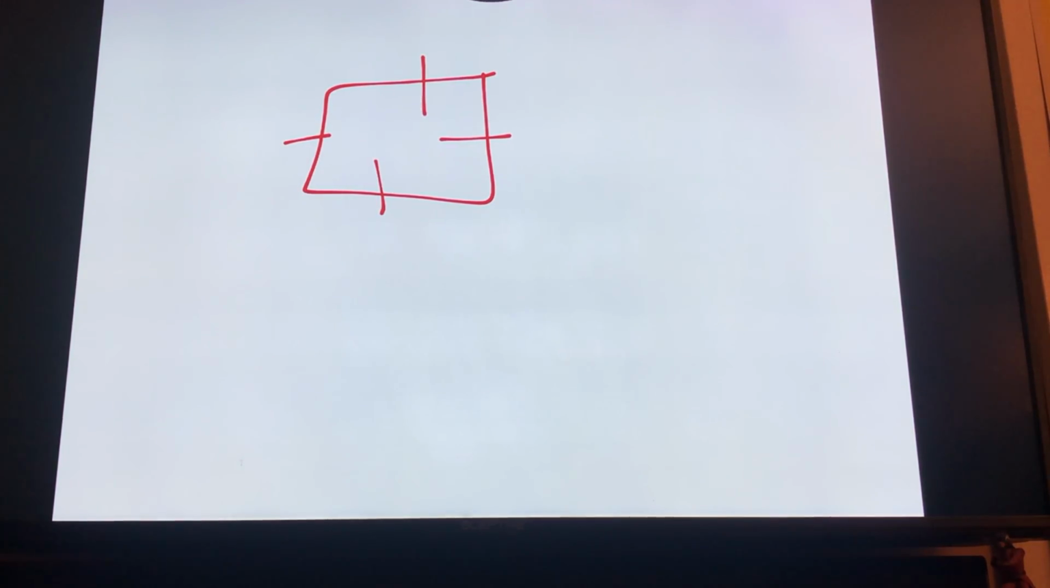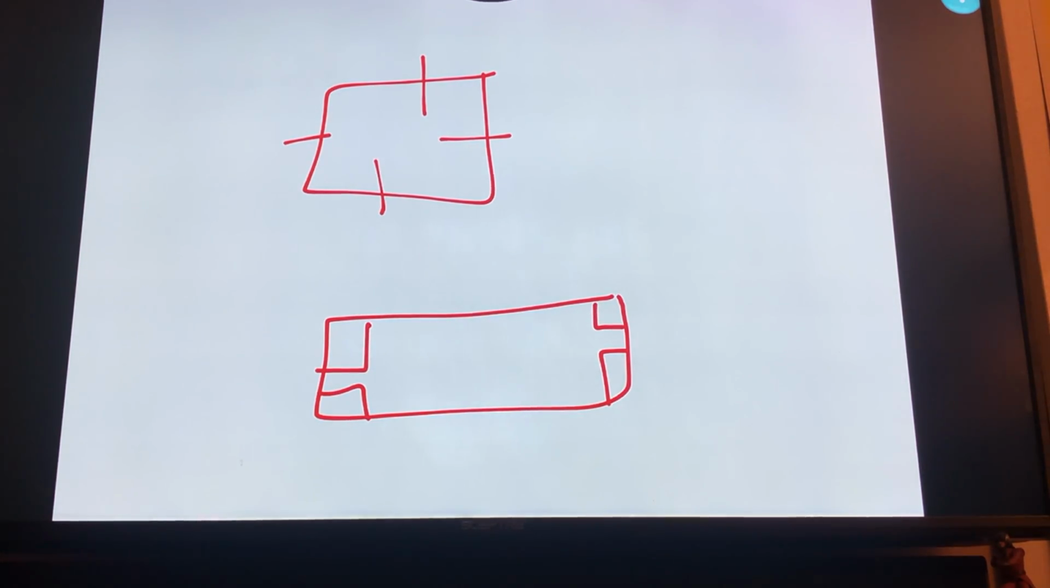A rectangle is a parallelogram with 4 right angles. Meaning here, here, here, and here. What are right angle measurements? They are 90 degrees.